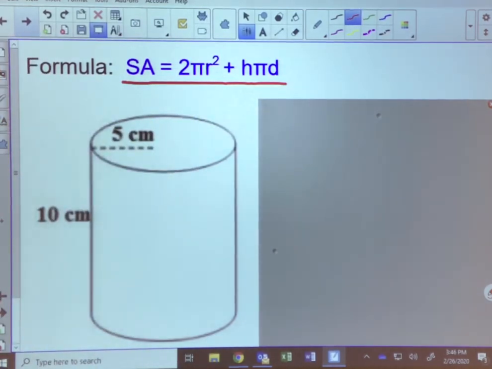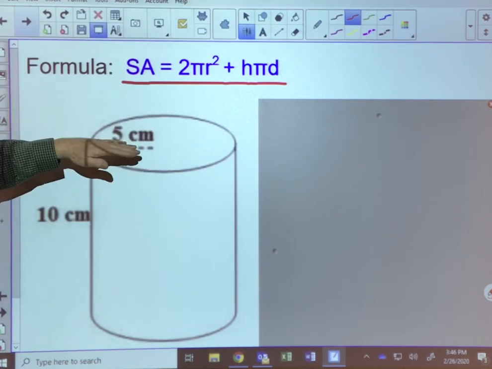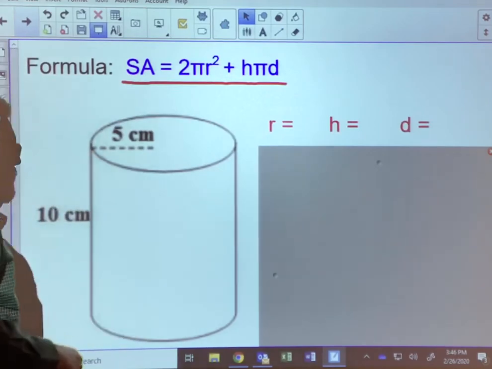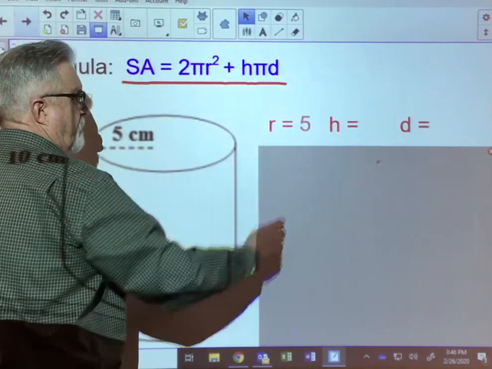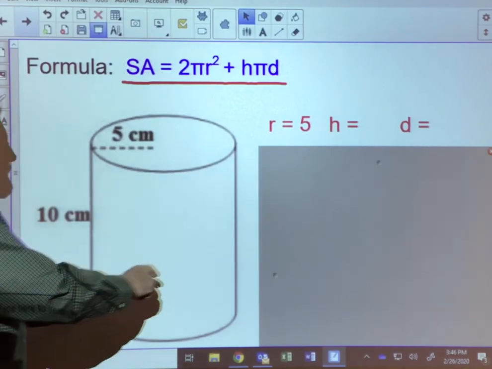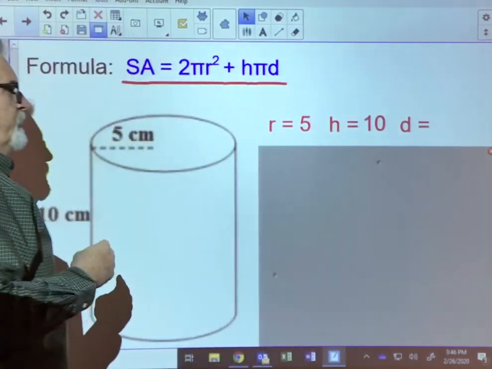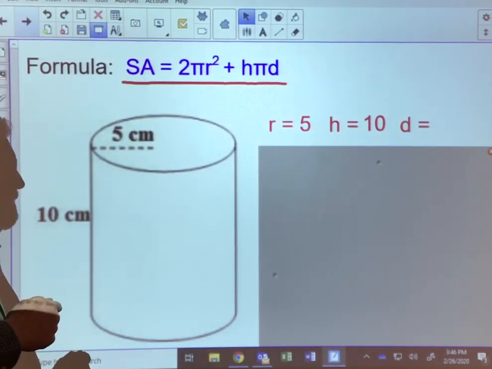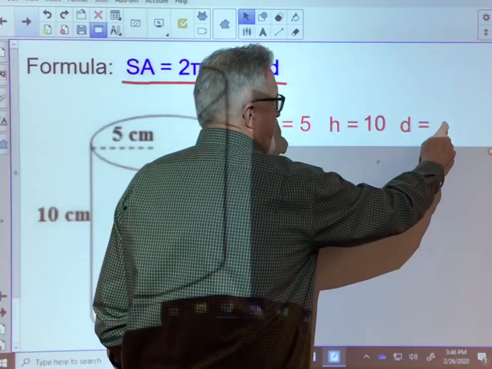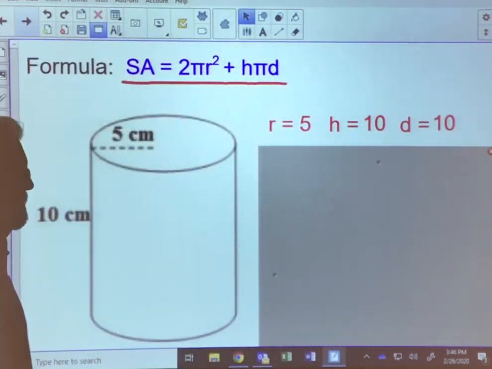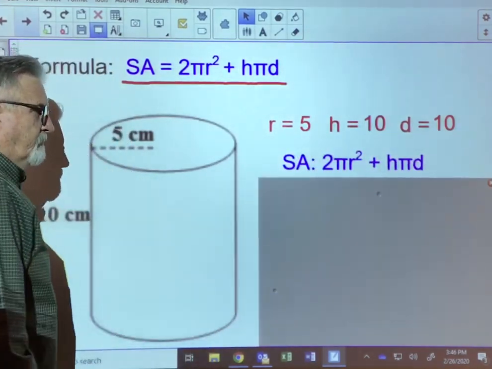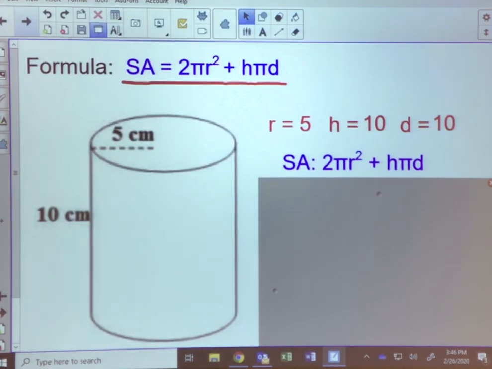In this case, we have a cylinder that has a height of 10 and a radius of 5. So let's notate what we know. Like we said, we have a radius of 5. We have a height given of 10. And what we know about the relationship between a radius and a diameter is that it takes two radiuses to equal one diameter. So the diameter would also be 10 as well as the height. So once we discover that, let's look at our formula. Our surface area formula was 2 pi r squared plus h pi d.